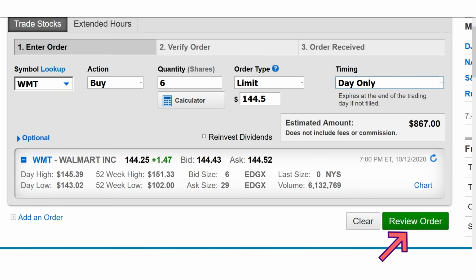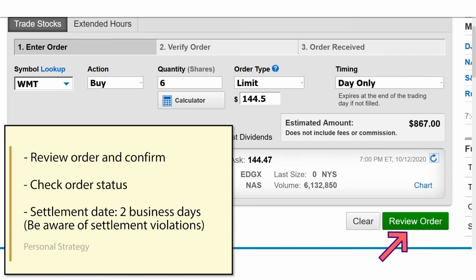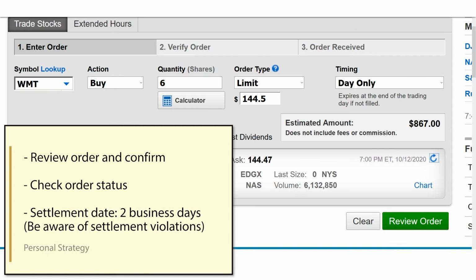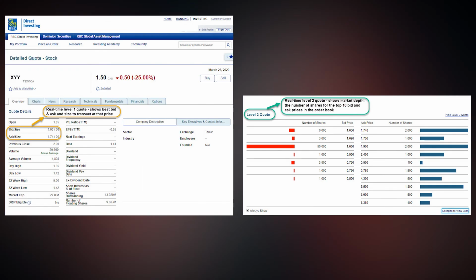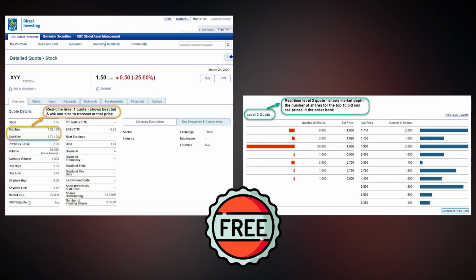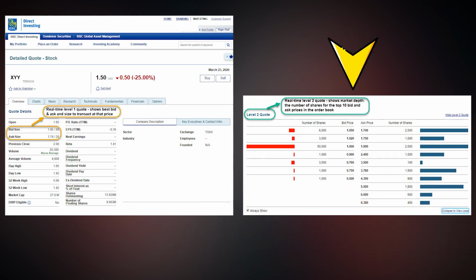Review order and confirm, and then verify it by checking your status. Remember, for most stock trades, settlement happens 2 business days after the day the order executes. And a warning, it's a settlement violation if you try to trade a stock with unsettled funds within that 2 days period. For Canadian investors, I really like RBC Direct Investing because they provide streaming of level 1 and level 2 quotes for free to all their clients, in which level 2 streams top 10 bid and ask prices in real time.